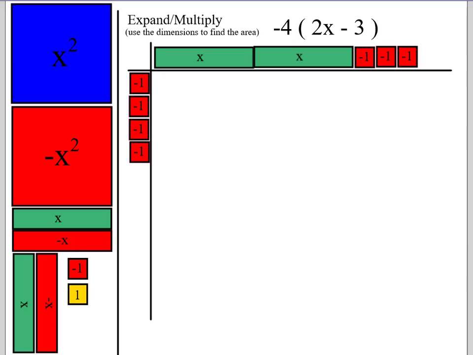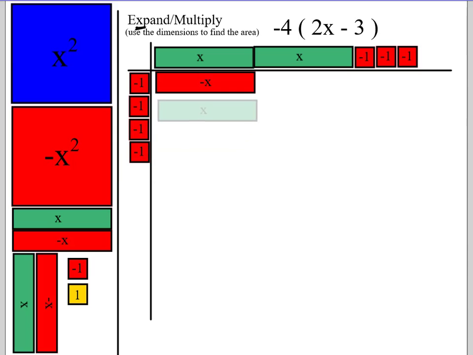Expand and multiply. So expand has an x in it. It's a good indicator that we should multiply something. So I've set these up already. On the left side is my -4. Across the top is the 2x minus 3. Now the only thing I have to watch here, I have a -1 times an x to fill that first space. So this becomes a -x.